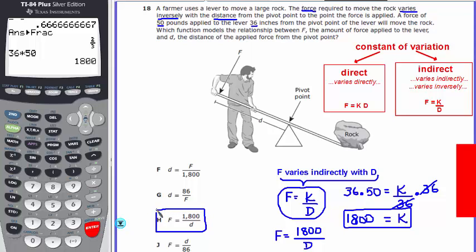Okay. Alright, so please remember these keywords: varies directly. You're going to start out with this formula, F equals K times D. And if it says indirectly or inversely, you want to say F equals K over D. And please remember that in this problem they use F and D. On a different problem they might use different letters. So you might have like A equals K times B, whatever letter they decide to use, whatever they're talking about, okay?